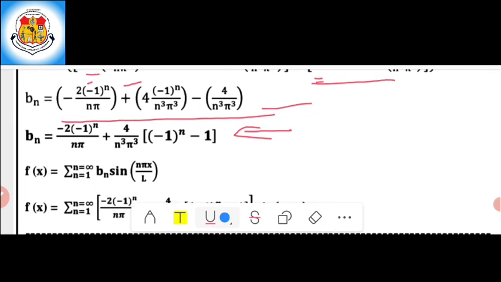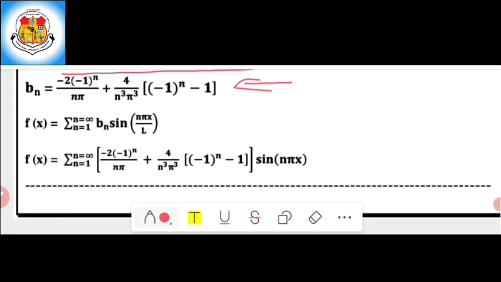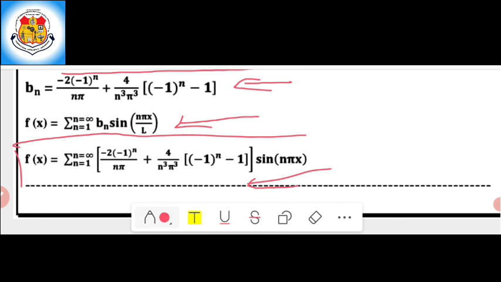First we write the Fourier sine series expansion: the summation from n = 1 to infinity of bn sin(nπx/L). We substitute the value of L as well as the Fourier coefficient bn. So we get the Fourier half-range sine series.